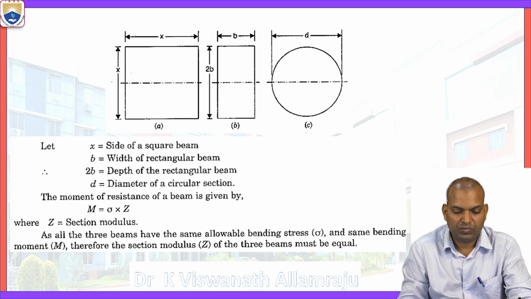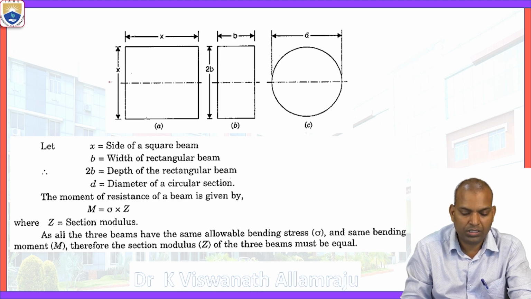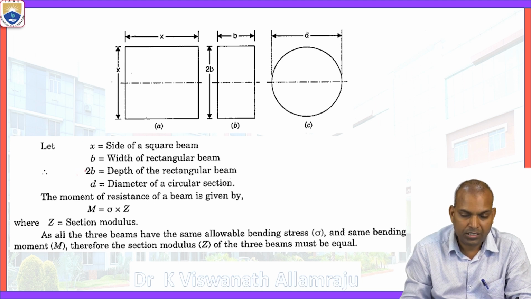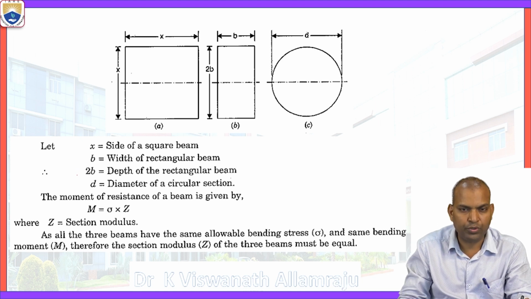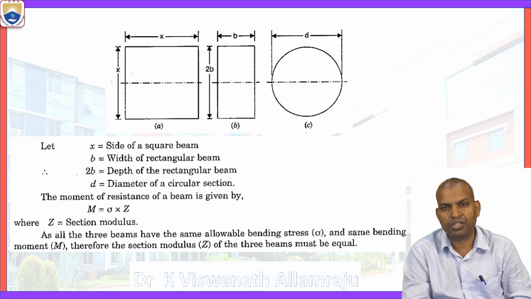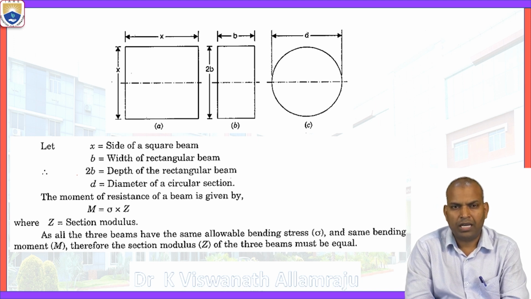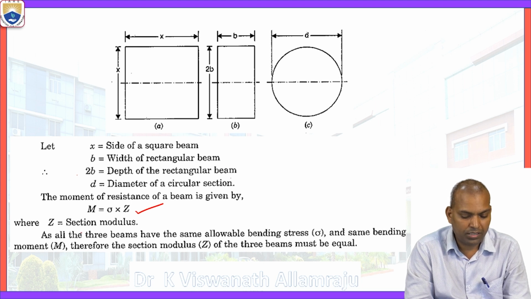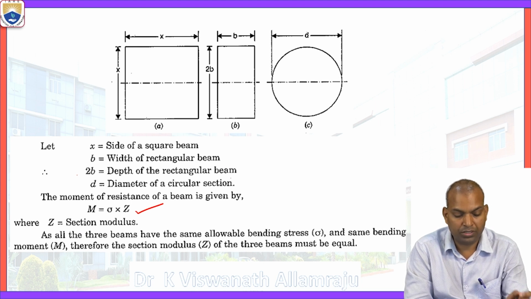Now here, x is the square beam, all sides are equal. B is the width of the rectangular beam, and the depth of the rectangular beam is 2B. And D is the diameter of the circular cross section. We know the formula relating moment of resistance, bending stress and section modulus, that is M equal to sigma times Z, where Z is the section modulus.